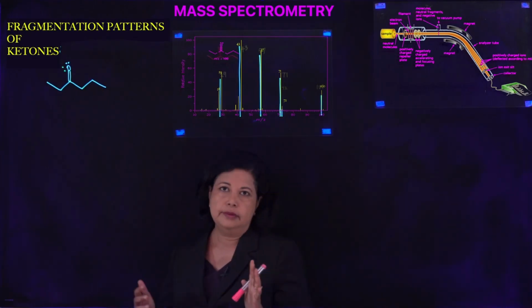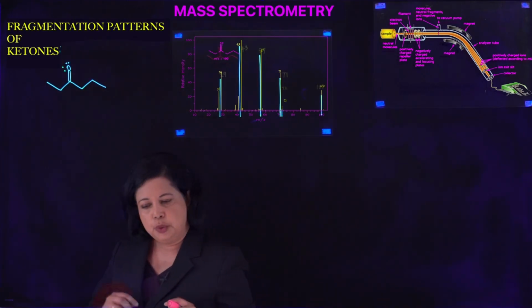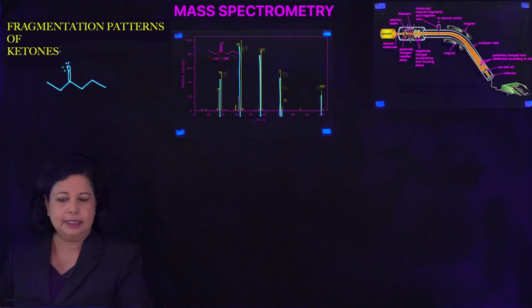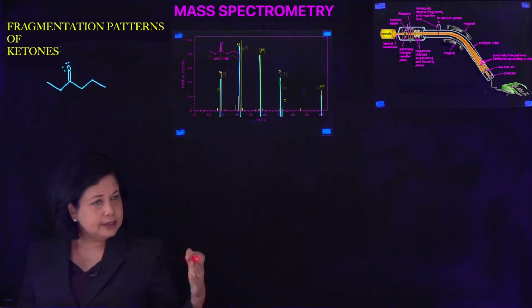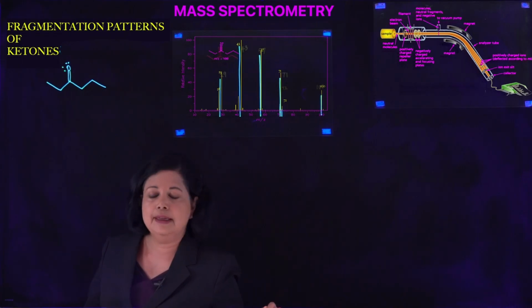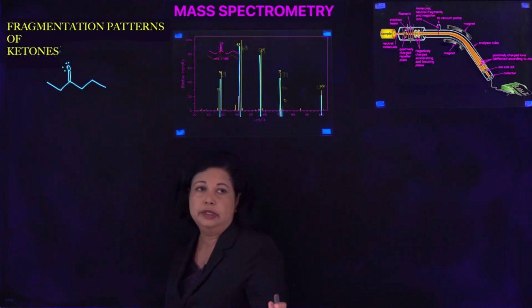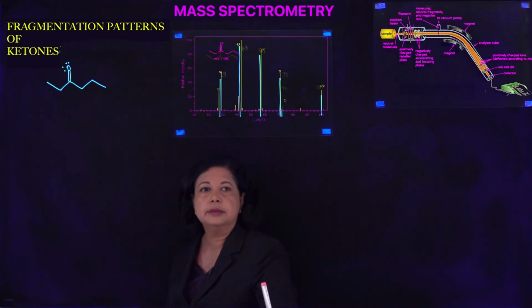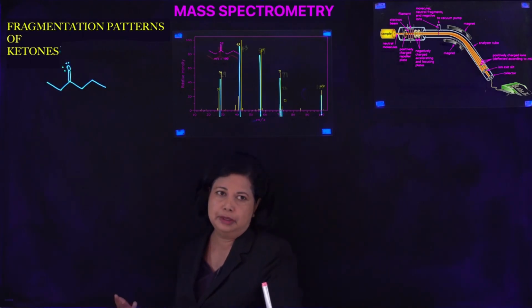We looked at lots of different functional groups. Each one is unique, but each type of functional group has a certain pattern, right? Then it breaks up, and that's what we're going to look at. What does a ketone do inside the machine, or what does the machine do to the ketone?